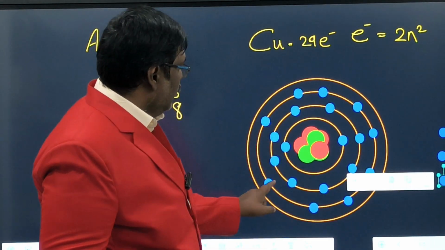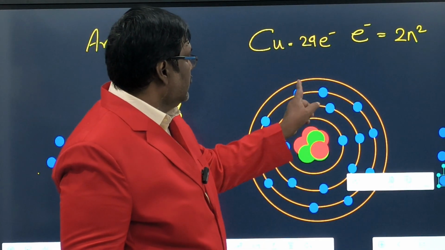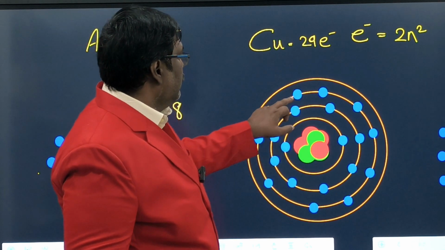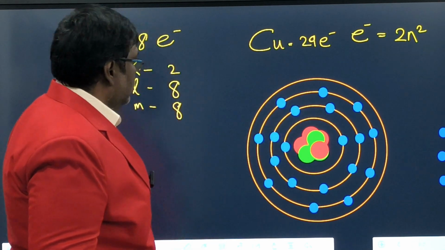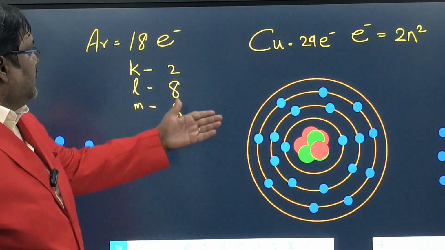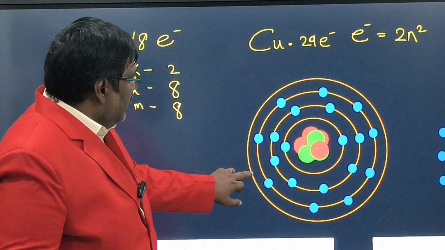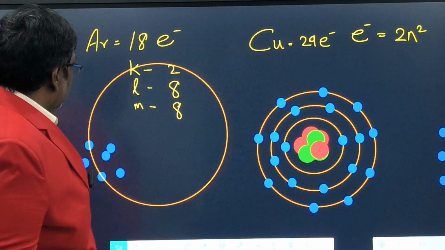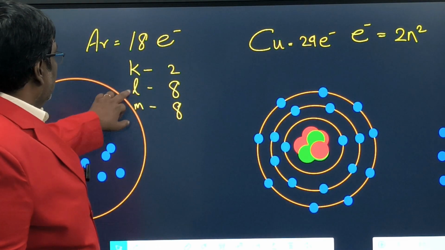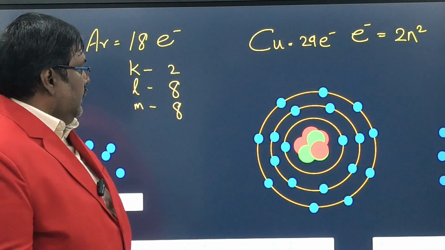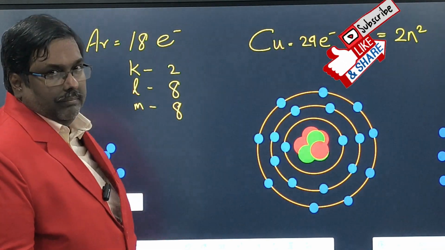How many is there? 1, 2, 3, 4, 5, 6, 7, 8. So this atom is called argon. Here, this one we can remove. This one we will remove. So this is called argon atom.